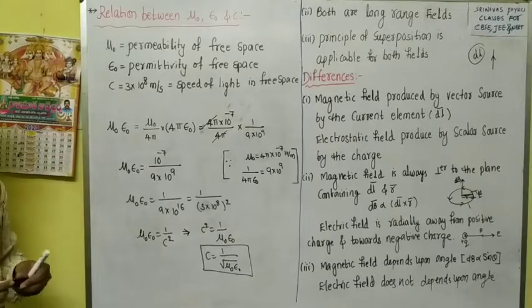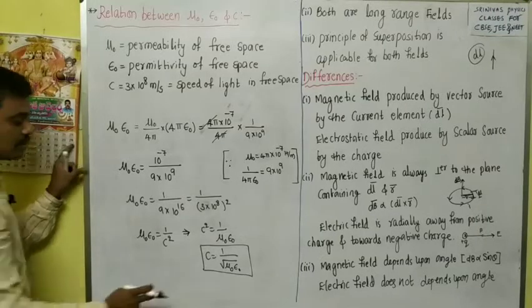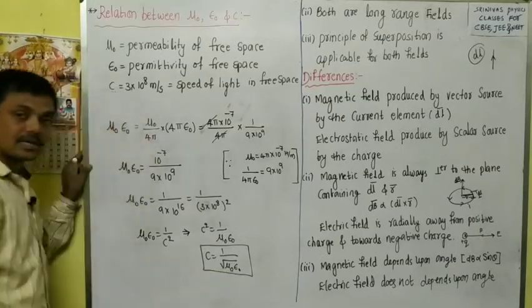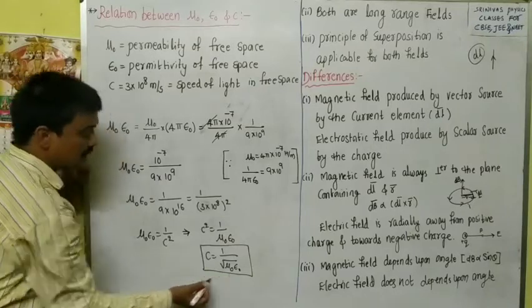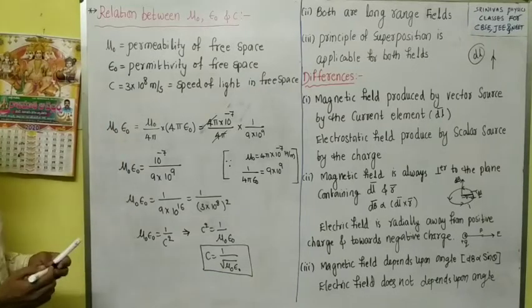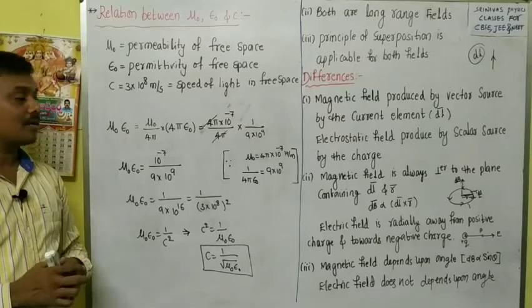c is the speed of light. The speed of light in terms of permeability of free space and permittivity of free space. Mu naught is the permeability, epsilon naught is the permittivity.